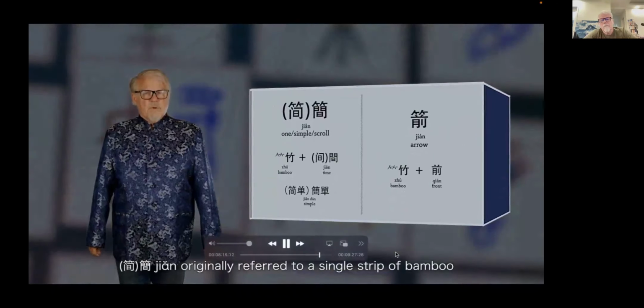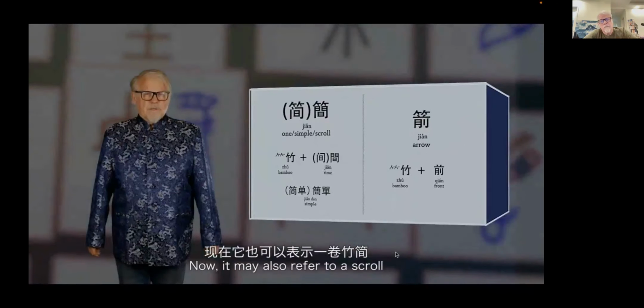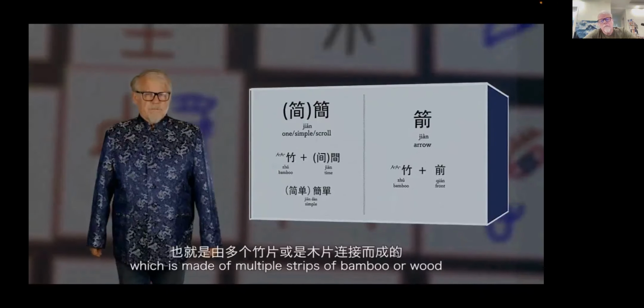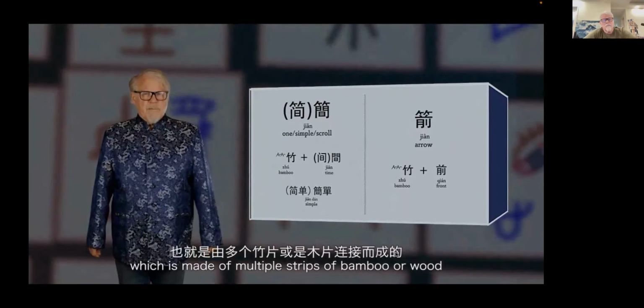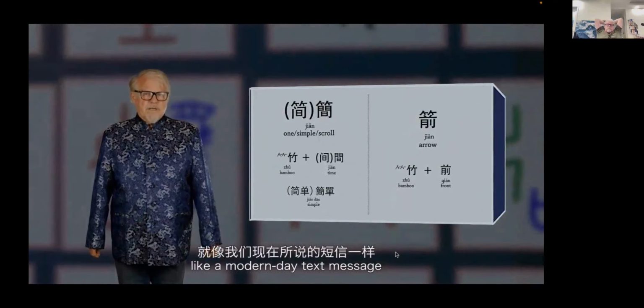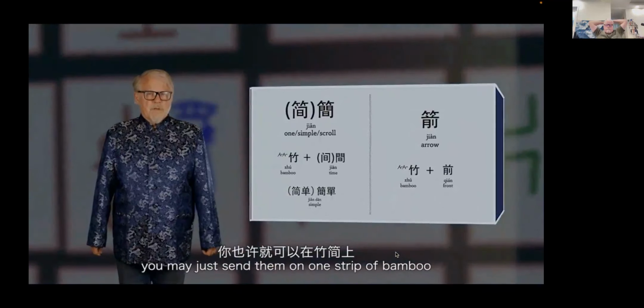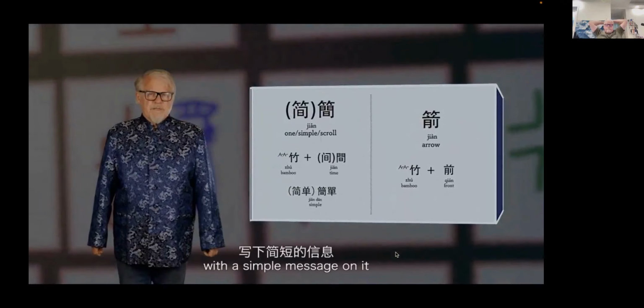Jian originally referred to a single strip of bamboo. Now it may also refer to a scroll which is made of multiple strips of bamboo or wood. In ancient times, if you wanted to send a short message to someone, like a modern-day text message, you might just send them one strip of bamboo with a simple message on it.